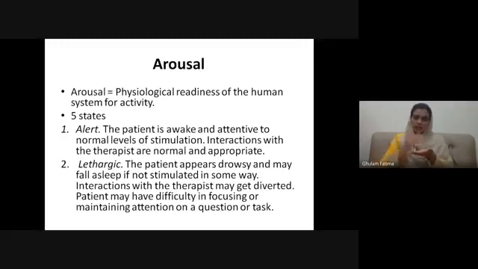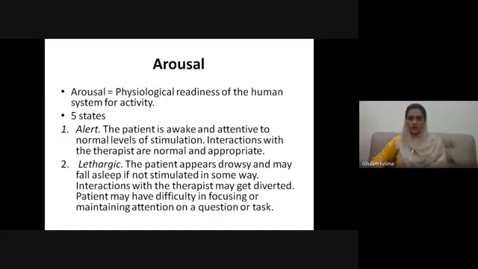The next stage, which is a bit lower than alert, is lethargic. To help you understand, consider that you are in a class, but after 45 minutes of a lecture you are feeling very sleepy. That is a condition that can be labeled as lethargic, when you appear drowsy, and if the teacher is not stimulating you again and again and not interacting with you, you can fall asleep at any moment. As a result, your interactions may get diverted.